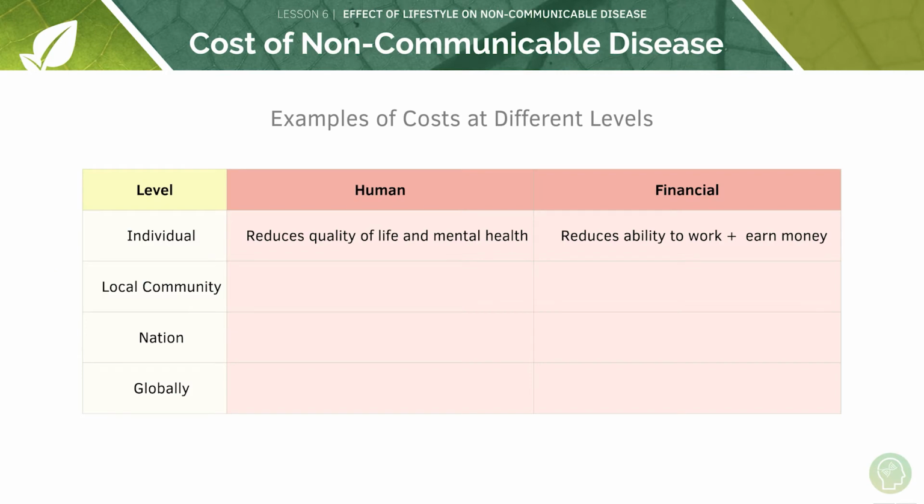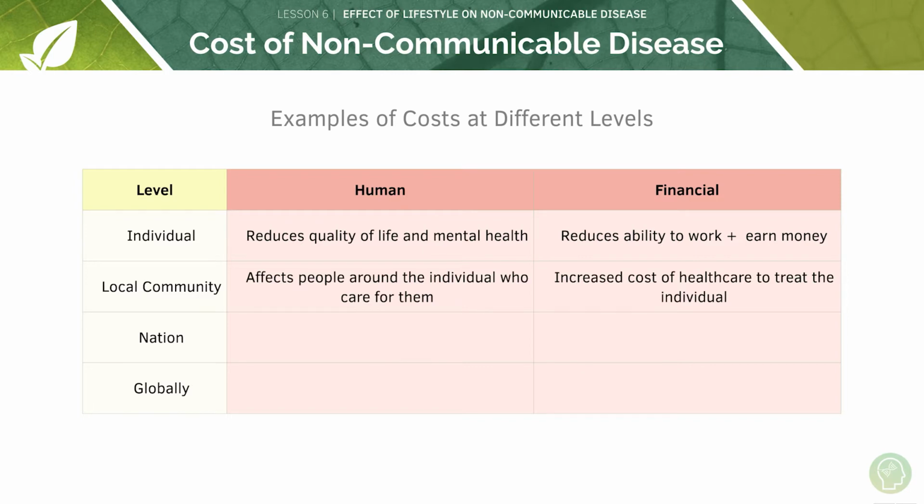So if we focus on the individual level, we can say that in terms of the individual human themselves, it reduces their quality of life and mental health. But also financially, it's going to reduce their ability to work and earn money, which means they may become reliant on, for example, community sources of money. On the level of the local community, it's going to affect people around the individual who care for them. And financially, it's going to lead to an increased cost of healthcare to treat this particular individual, because we've now got to treat the non-communicable disease that they have.